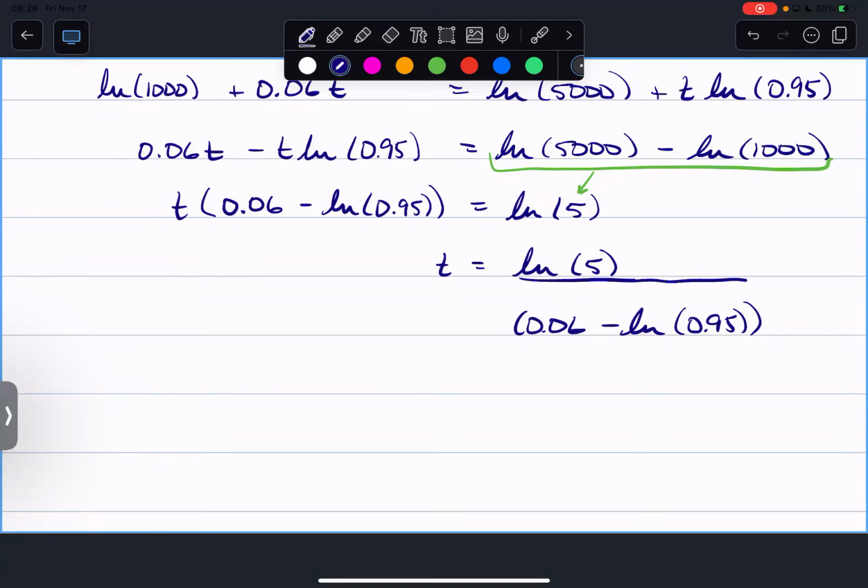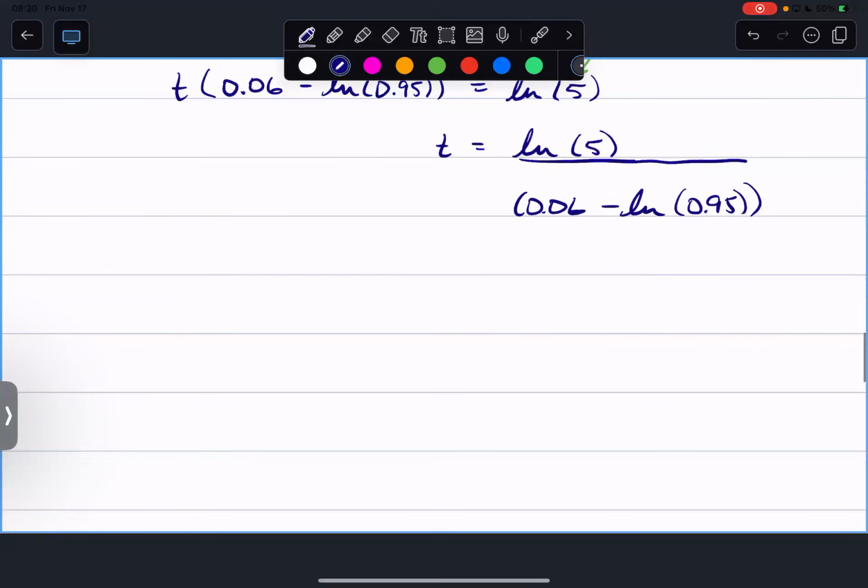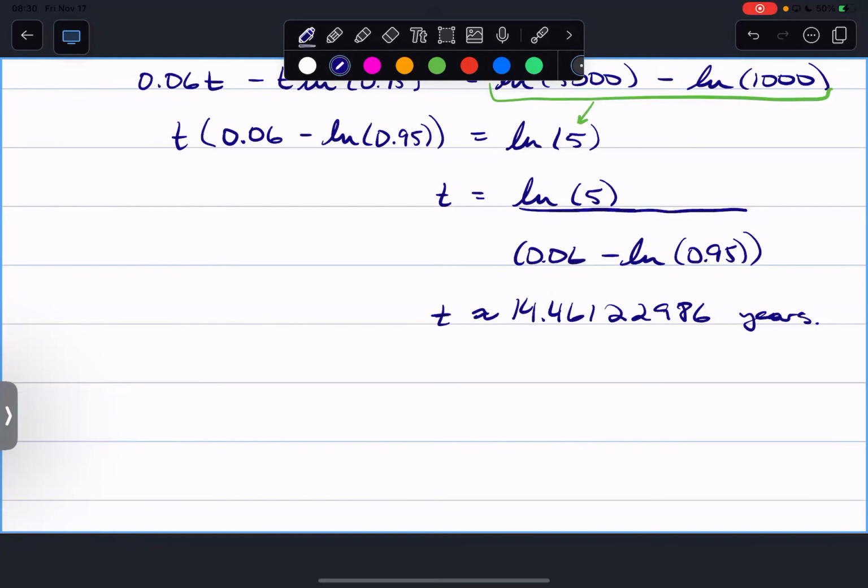Log of 5 divided by 0.06 minus the natural log of 0.95. I get t is roughly 14.46 years. That's when those populations will be the same.